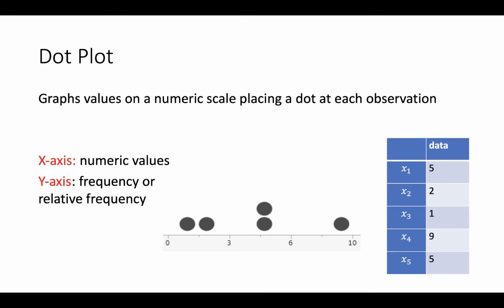How you create a dot plot is for each observation in your data set, you simply place a dot at that numeric value. If multiple dots have the same numeric value, you stack them on top of each other. Here's an example of 5 observations and their coinciding dot plot.